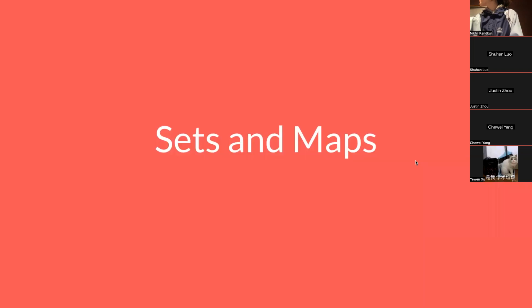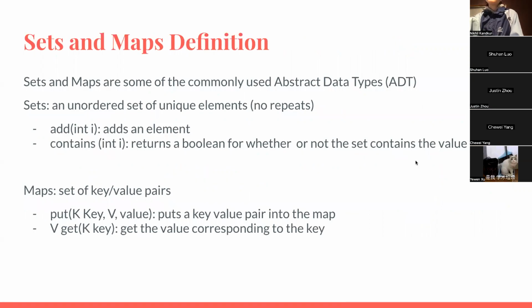And then sets and maps are some of the most commonly used ADTs. A set is an unordered set of unique elements, and a map is a set of key value pairs. In Java, they both don't allow duplicate elements and don't maintain insertion order. The main difference between set and map is that a set contains different elements, whereas a map contains the data in key value pairs.